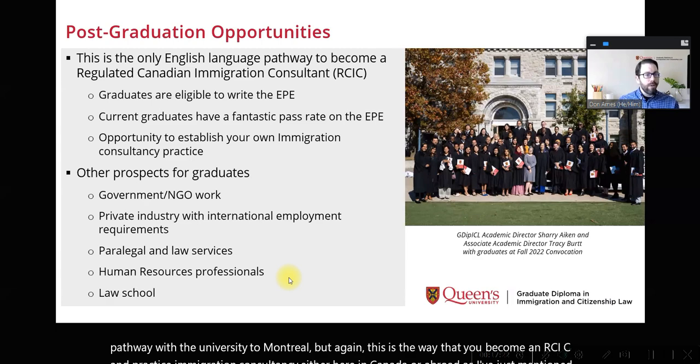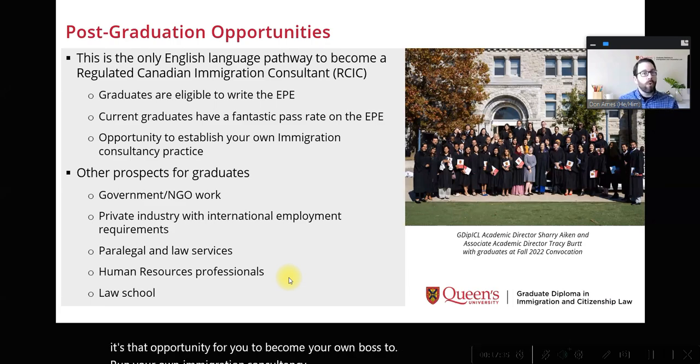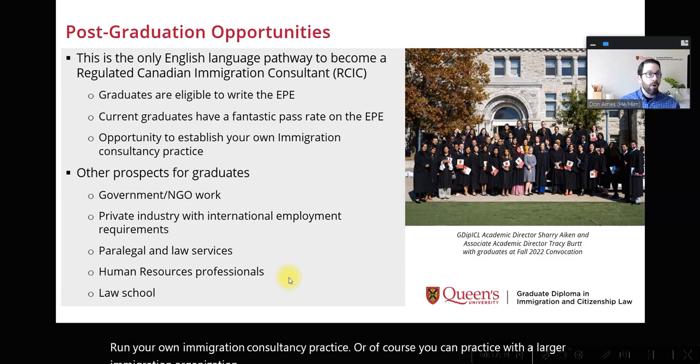We have a really great success rate when it comes to our graduates taking the EPE. And again, it's that opportunity for you to become your own boss, to run your own immigration consultancy practice, or of course, you can practice with a larger immigration organization already out there doing its fantastic work.